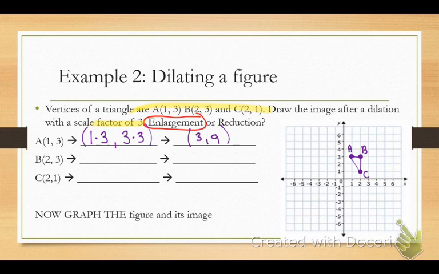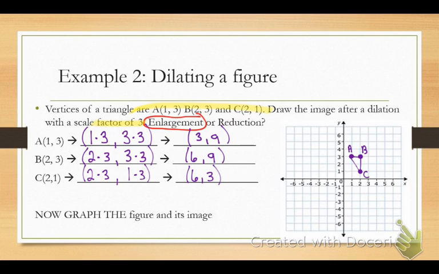And I do the same thing for all of them. So what's going to be my new ordered pair for B? 6, 9. Okay, 6, 9. And then for C, what's going to be my new ordered pair? 6, 3.